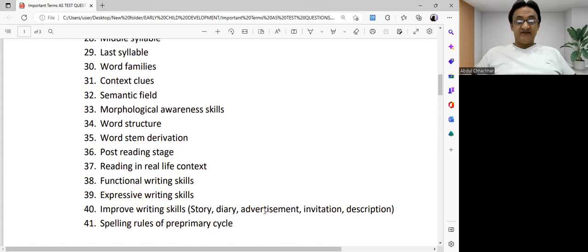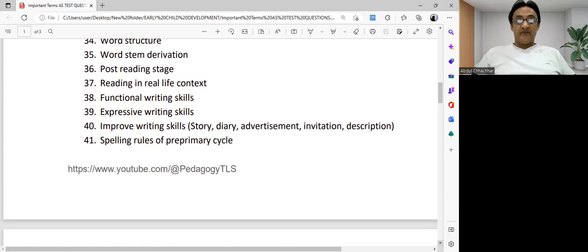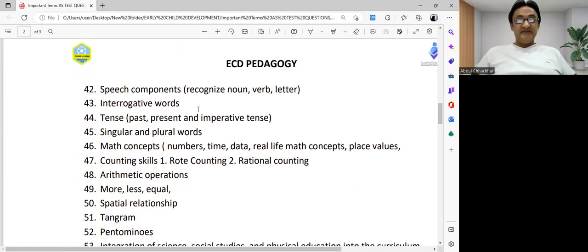So an examiner can ask you, if you want to improve the writing skills, what methods can be used, or an appropriate method for that. And spelling rules for pre-primary cycles. Okay, so this again is class practice. Now speech components. Recognize noun, verb, and letter. Okay, so what teaching strategies should the teacher implement in the classroom so that students can easily recognize the noun, verb, and letter.